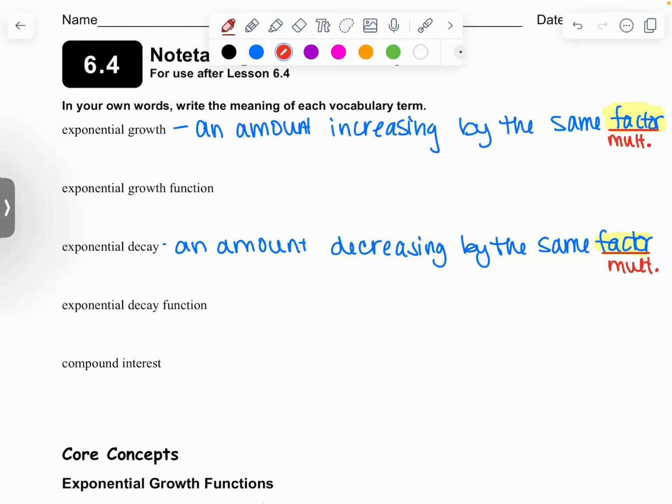Okay. Now, what we're going to talk about are scenarios in which we have a rate of increase or a rate of decrease. We're going to do interest tomorrow.